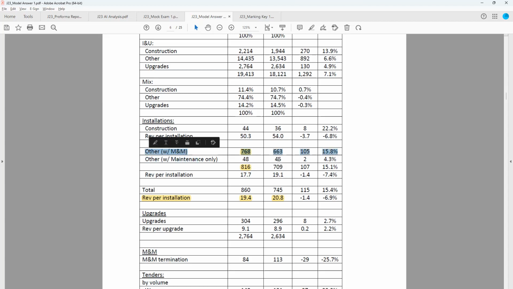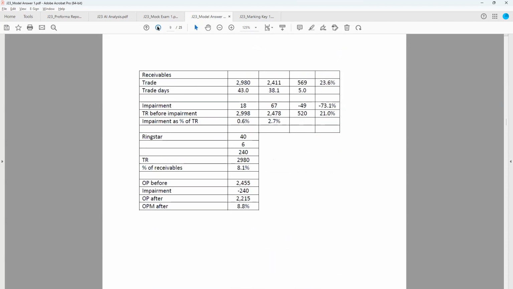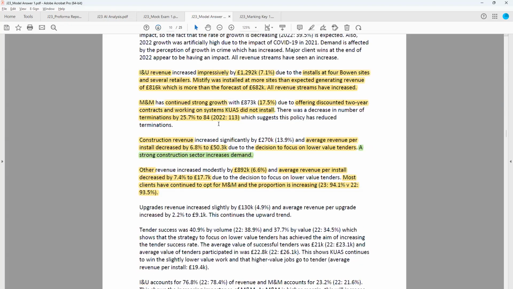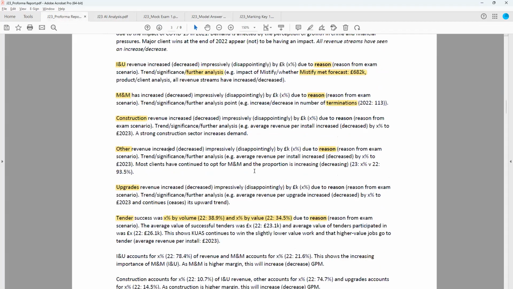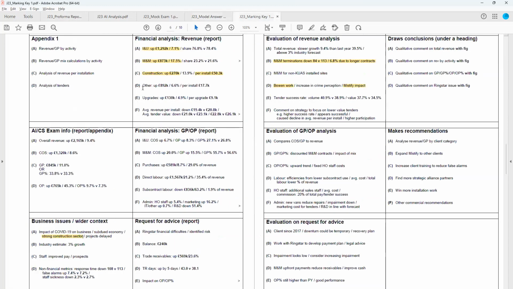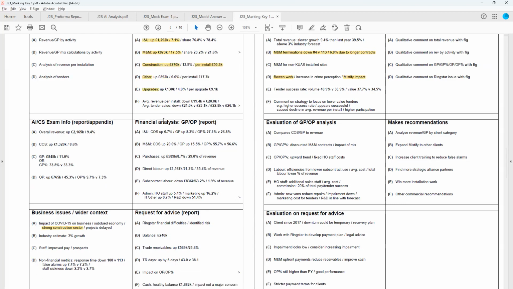If that's gone up by 15.8%, that's gone up by 4.3%, you can see even more are taking monitoring and maintenance rather than just maintenance. So that's an interesting point. And again, something that we've picked up from the AIs. That's something quite useful to do there, and something you can have thought about in advance. So again, you can go through and do other, can do upgrades as well, picking up marks, trying to get some context points at the end as well.